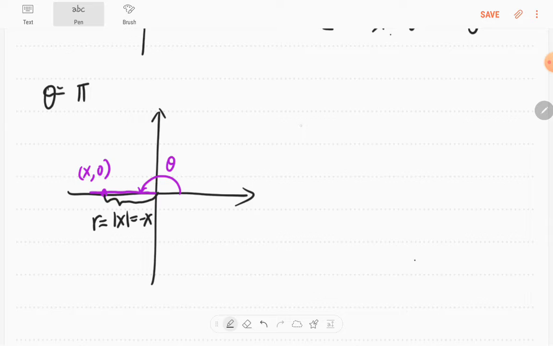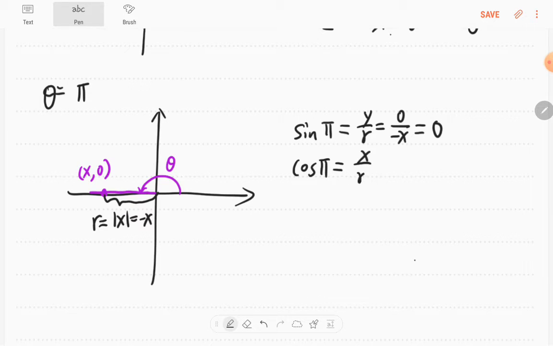So our sine pi is y over r, which is 0 over negative x, which is 0. Cosine pi is x over r. X is x, r is negative x, so it's negative 1. Tangent pi is y over x, so this is 0 over x, which is 0.